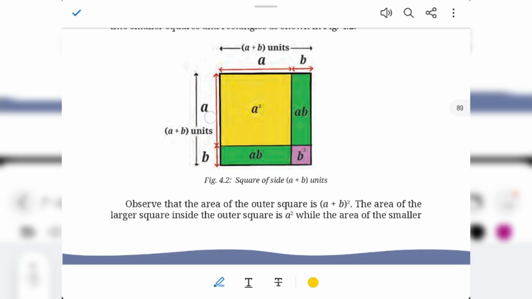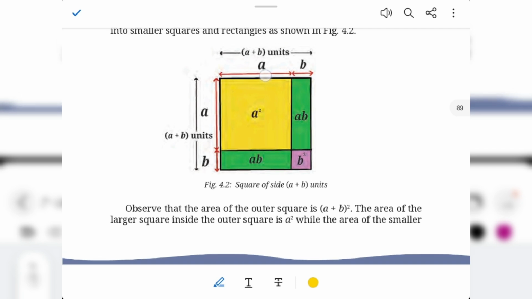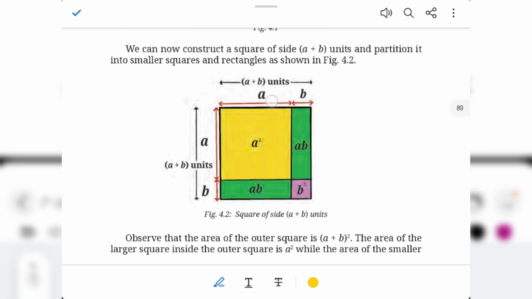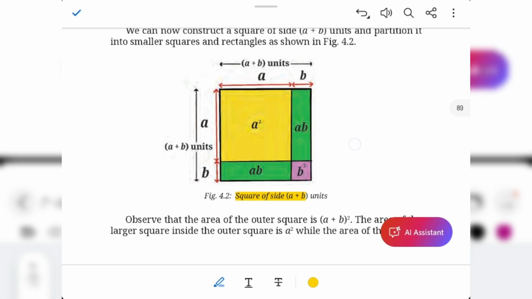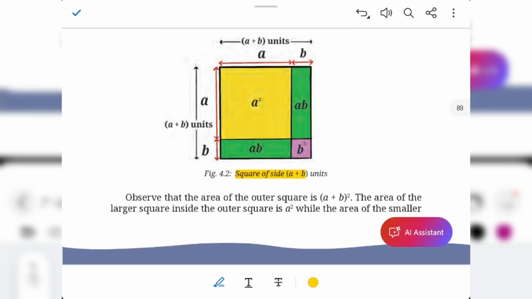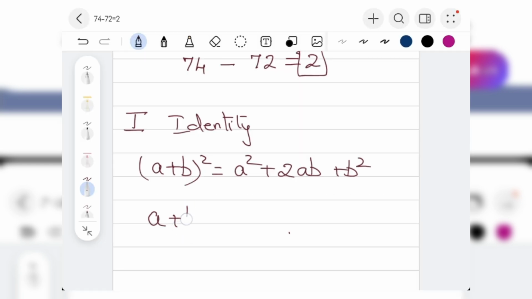Here, when you multiply a into b, we get a rectangle. And when you multiply again a into b, this sideways, we get this ab. And when you multiply b into b, we get b square. Okay, so this is one way of understanding a plus b whole square. We can also understand this a plus b whole square as a binomial multiplied by a binomial. We all know the rules how to multiply binomials.